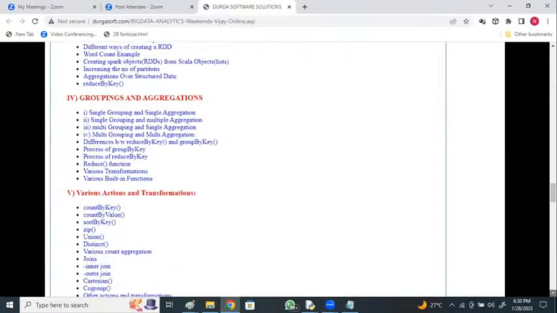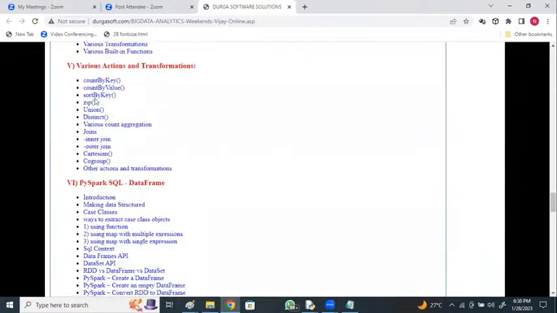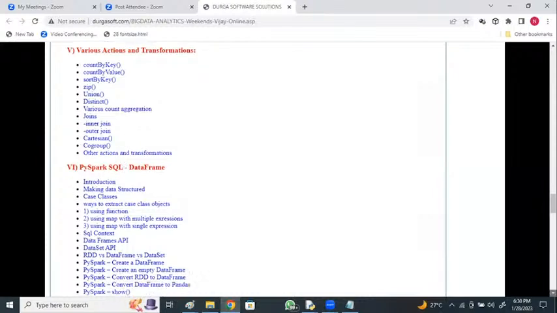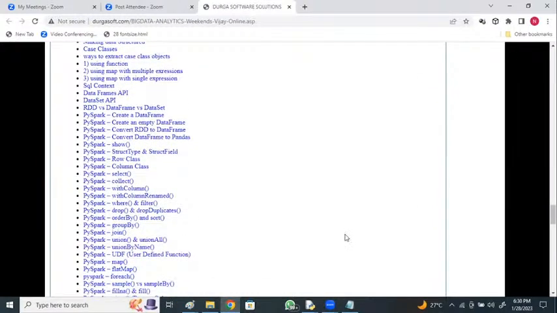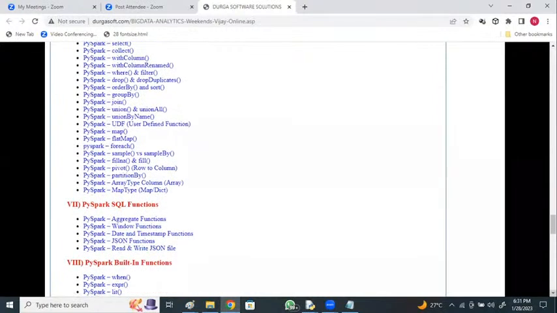Various one-by-one actions and transformations, count by key, count by value, sort by key. So one-by-one inbuilt transformations and actions, we don't need to write huge codings. So various inner join, Cartesian, PySpark SQL data frames, right? Making the data structured using maps, RDDs, PySpark RDD, PySpark show, row class, select, collect, with column renamed, where, order by, group, join, union, one by one. All these APIs, right? With working examples.